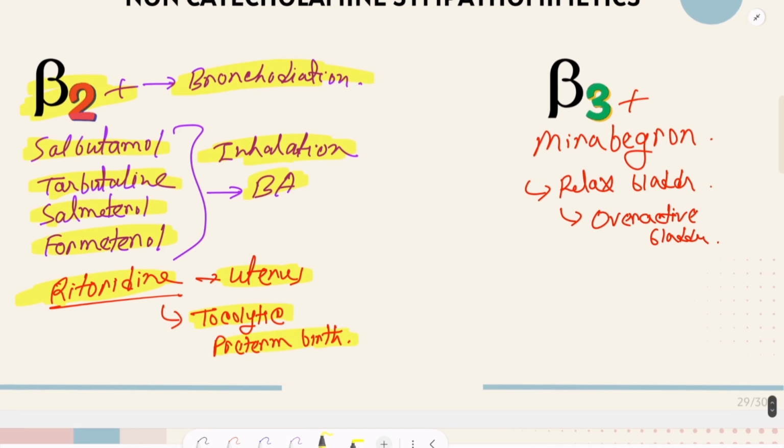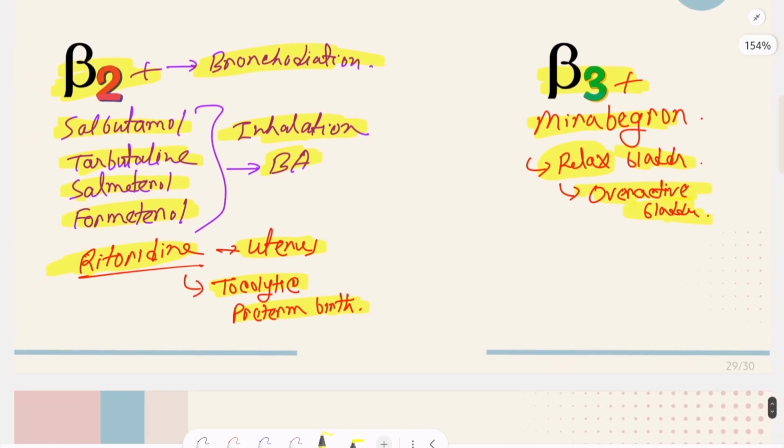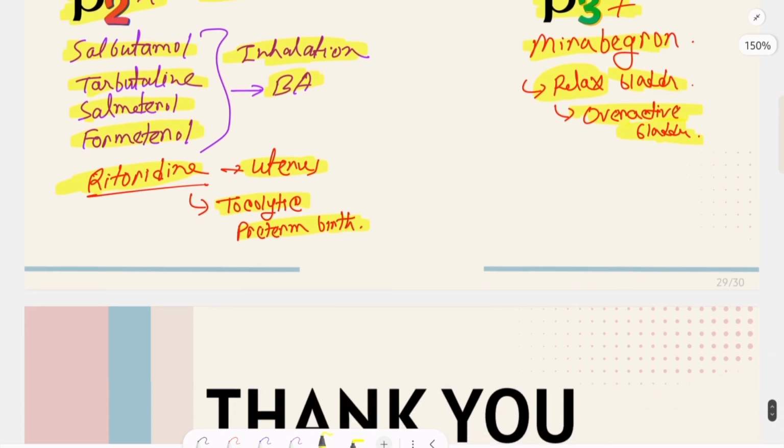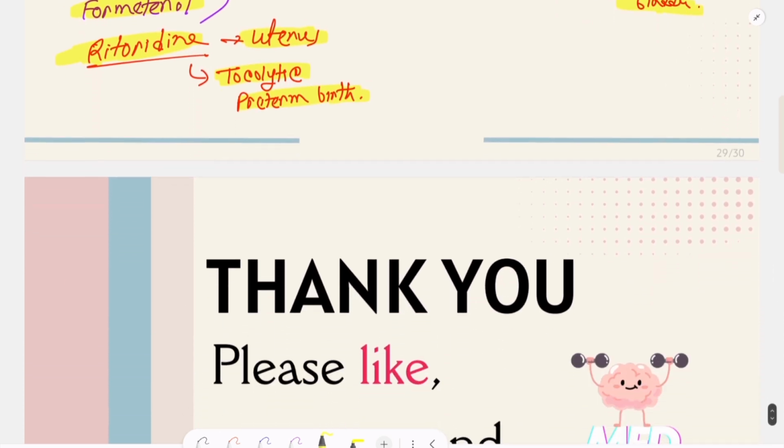And the beta-3 receptor agonist is mirabegron. Beta-3 receptor is located at adipose tissue and urinary bladder. Stimulation of beta-3 receptor by mirabegron on urinary bladder relaxes the urinary bladder, and we can use this utility in overactive bladder. So that is the overview of the sympathetic nervous system, its receptors and the drugs that act on them.